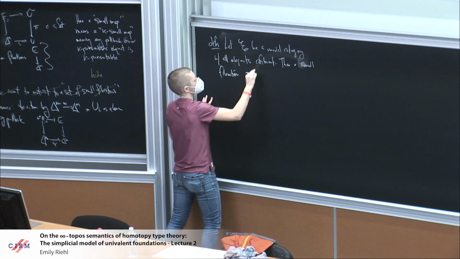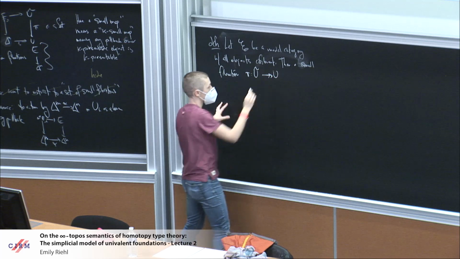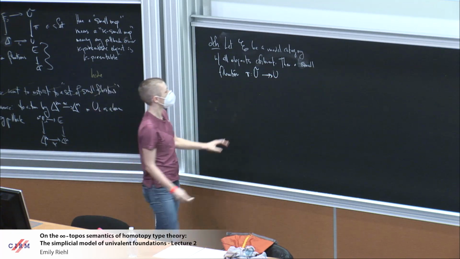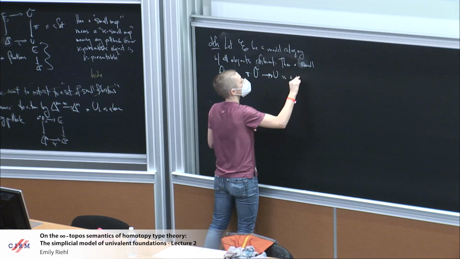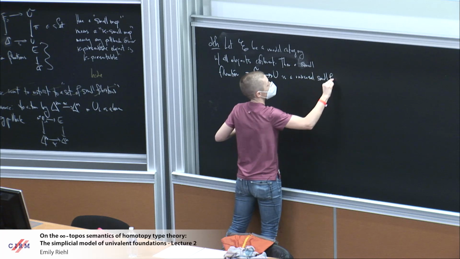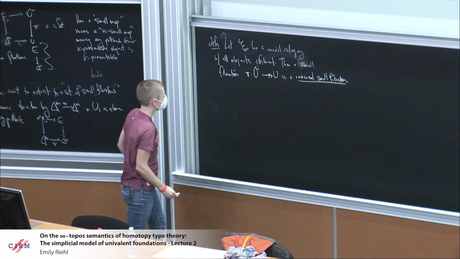So that's a pi u tilde over u. So that's a fibration in this model category. That's part of the model category structure for simplicial sets. This means pi is a universal small fibration. I may say on occasion just universal fibration and forget that I'm trying to be a little careful about sizes.